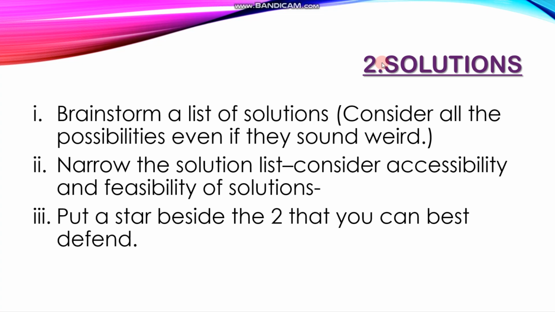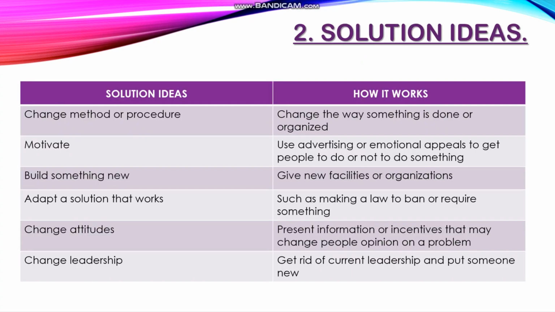Firstly, you need to brainstorm a list of solutions. Consider all the possibilities, even if they sound weird or crazy. Then, narrow the solution list. Consider accessibility and feasibility of solutions, and cross out the ones that you find inappropriate. Then, put a star beside the two that you can best defend, and use them as your main solutions.